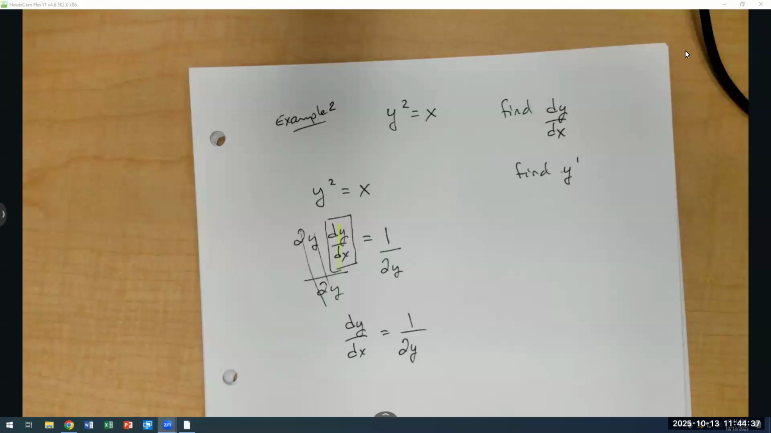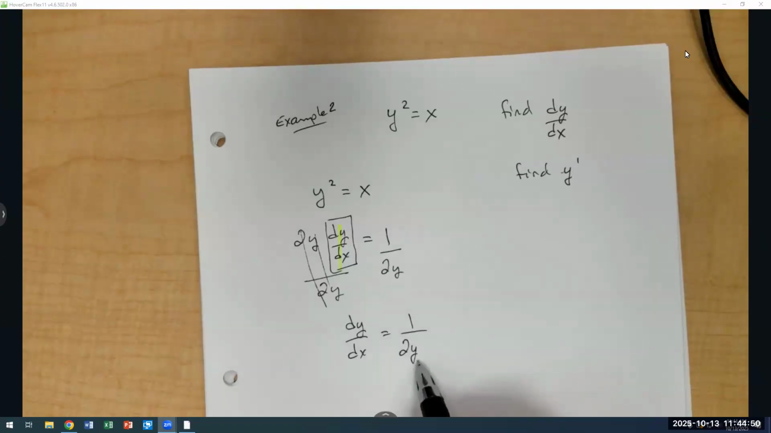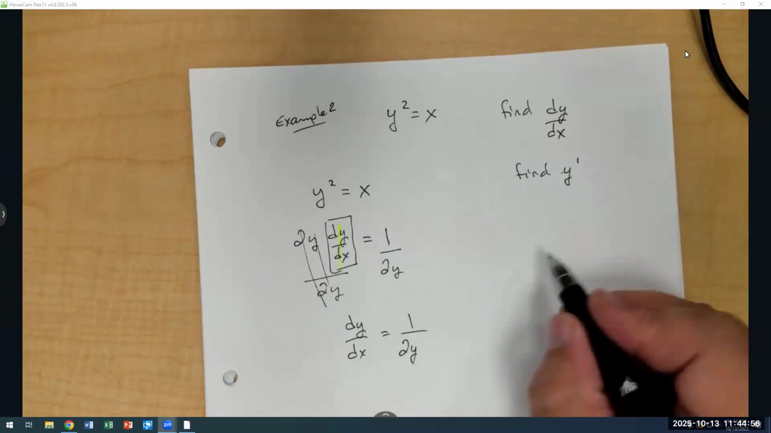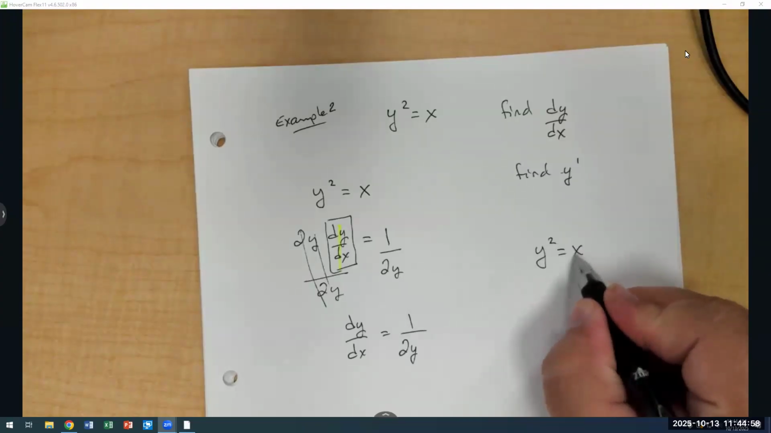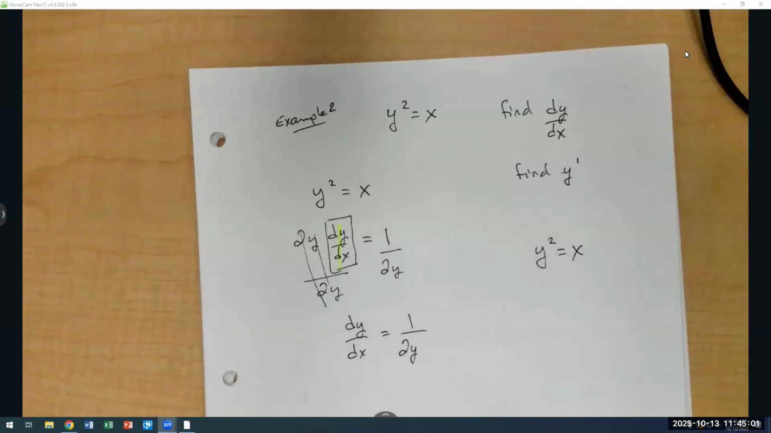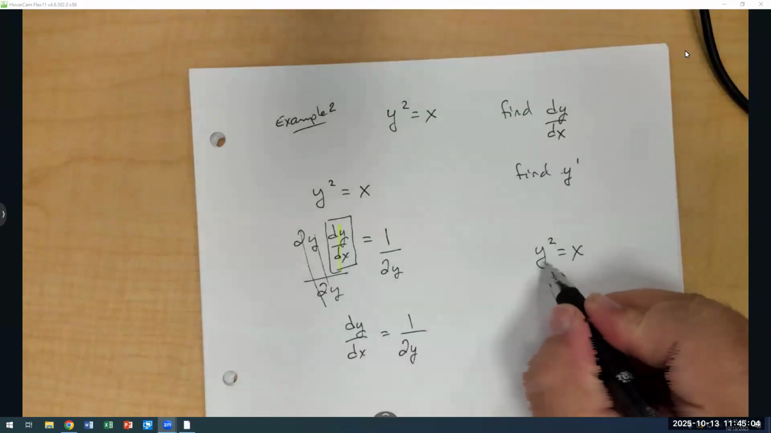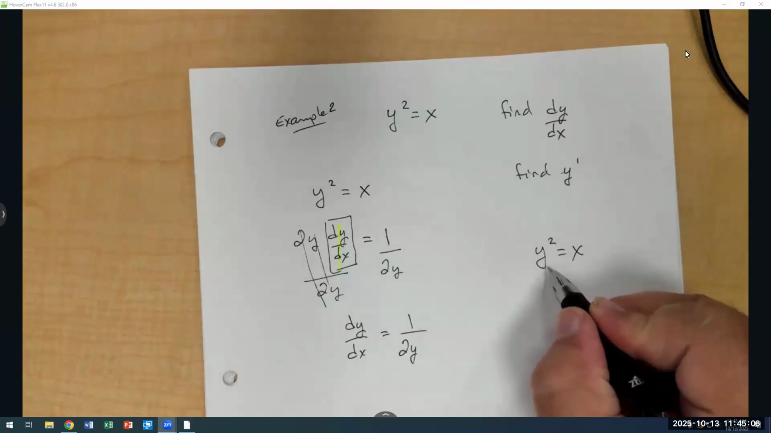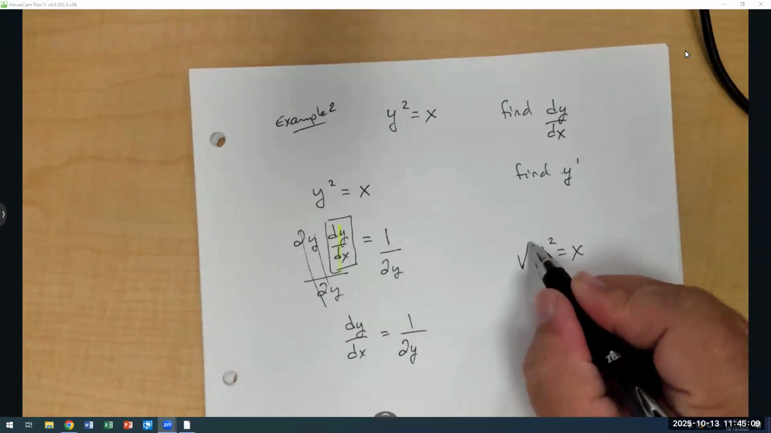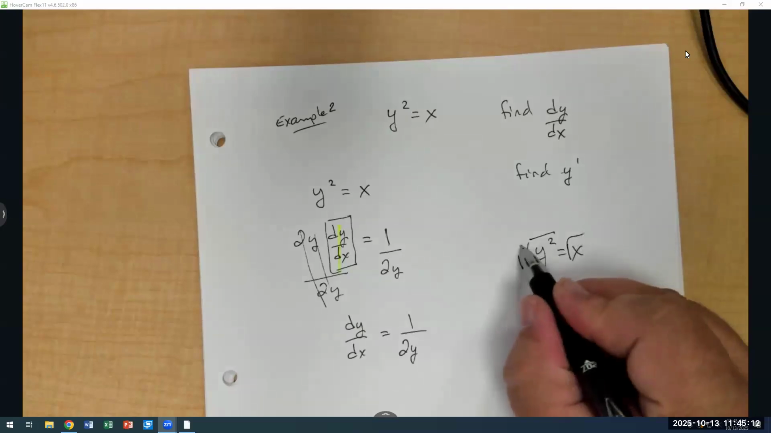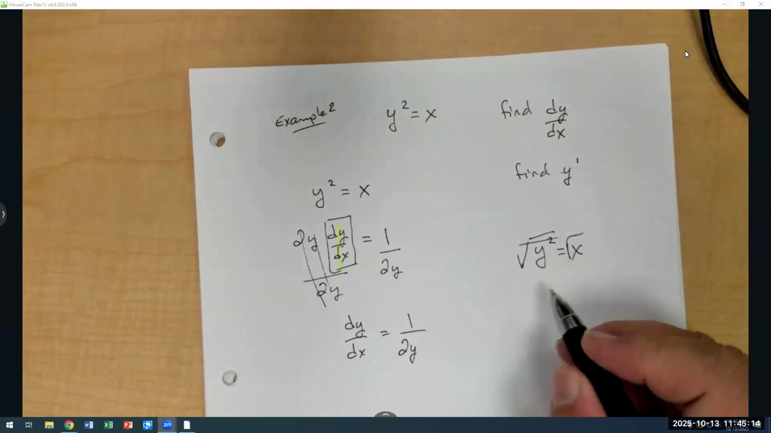But we can go one step further here since we only have one variable left. What is y equal to? All we know so far is y squared equals x. How do we get y by itself? Square root. So y equals square root of x. Almost. You're halfway there.